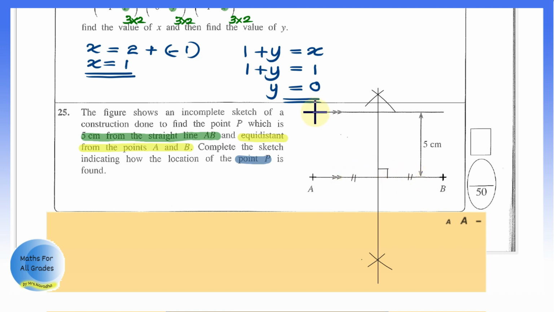So where is the point P? It should lie on this line and also on this line. So you can see there is a common point to both lines and that common point is here. So this is the point P.